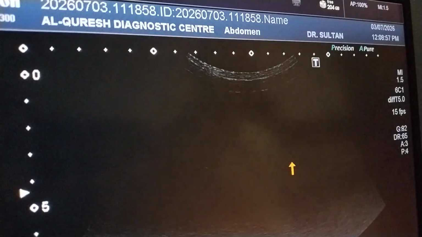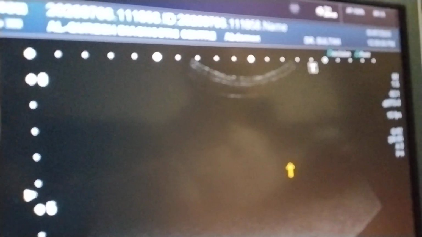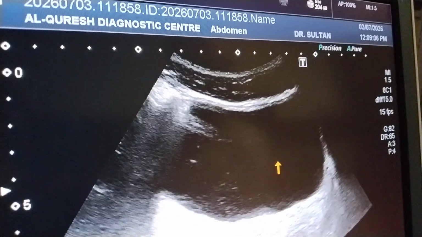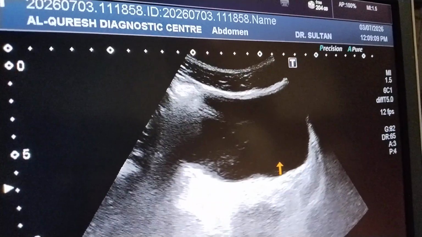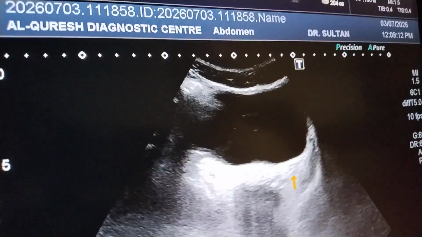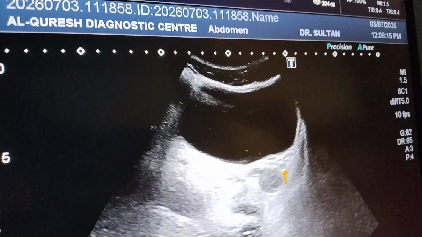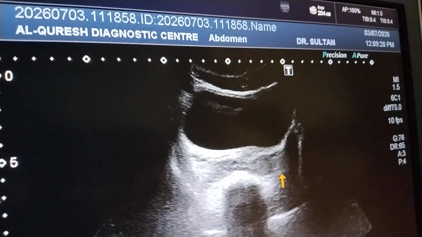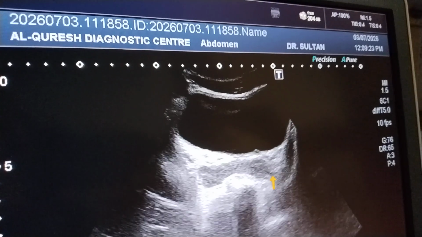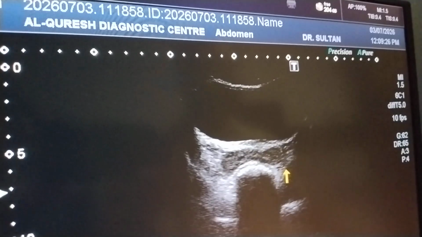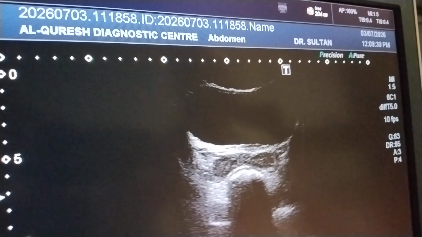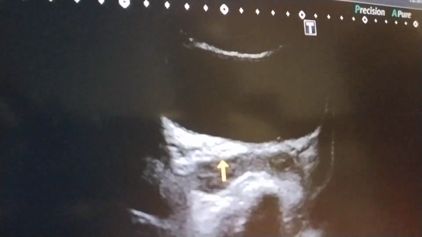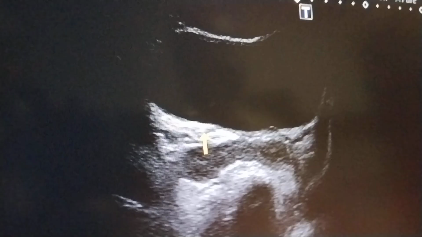So then we put the probe at the pelvic region to appreciate the urinary bladder. The urinary bladder should be optimally full. This is very crucial for tracing the right ureter. And when we reach the pelvic area, we should trace the ureter down. So here we can appreciate this portion.